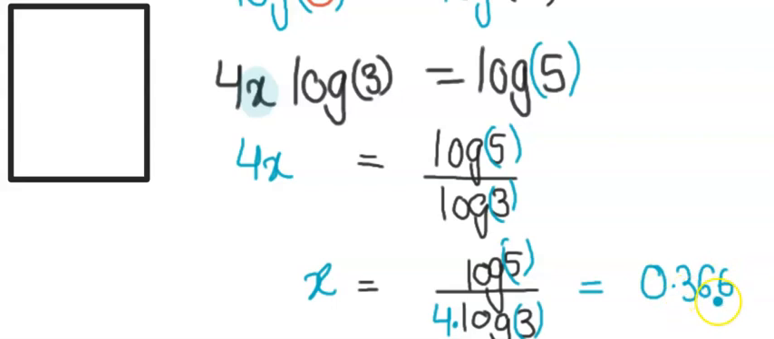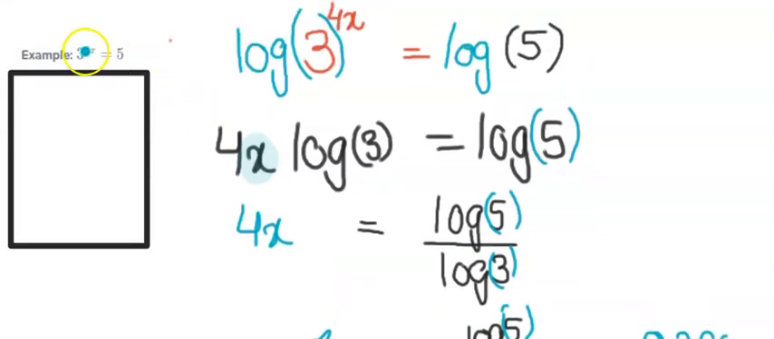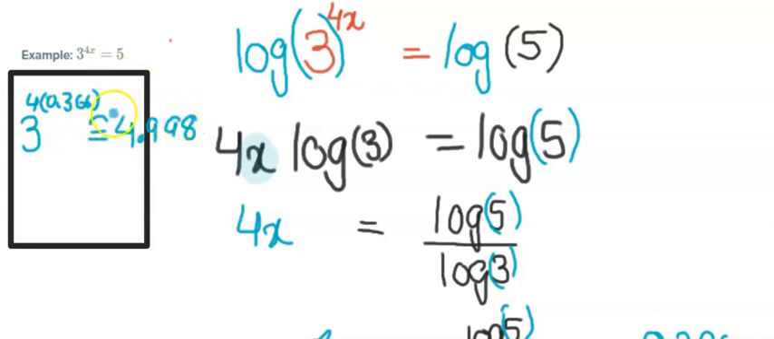0.366. If you want to check your answer, go back and put the answer in this equation. Instead of x, just put 0.366 and you will get an answer of 5. So if you put 3 to the power 4 times, instead of times just put a bracket, 0.366, that will give you the answer 4.9999 something, which is apparently equal to 5.